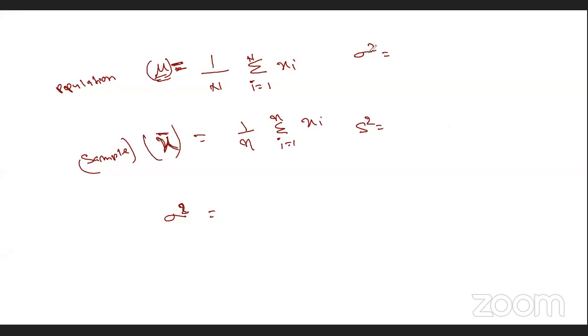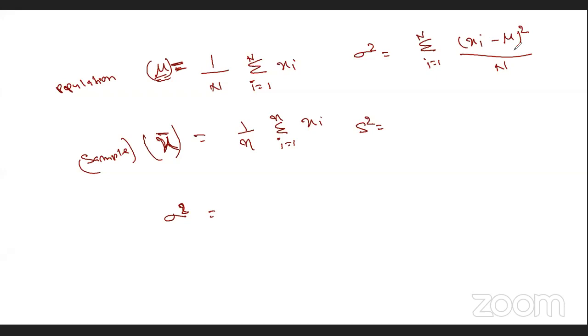So in case of a population variance, this is how you can write it: summation of i equal to 1 till capital N, (xi minus mu) whole square, divided by capital N. This is something that we have discussed in our previous classes.